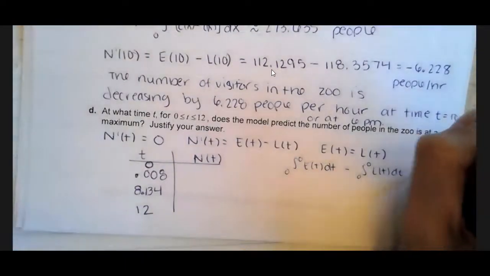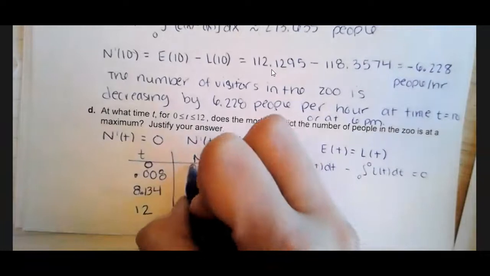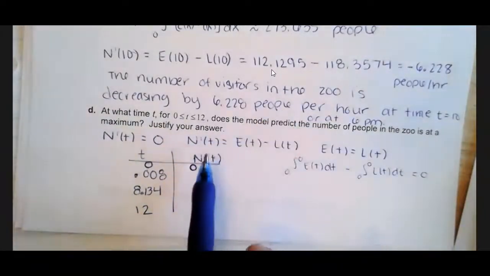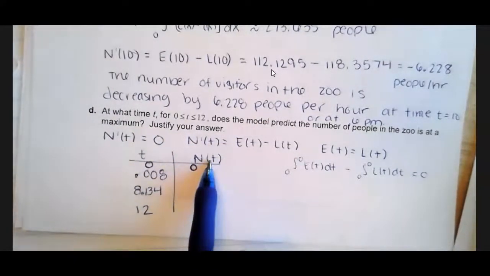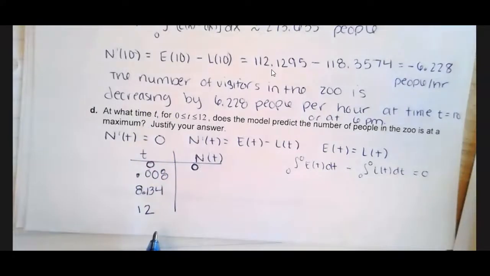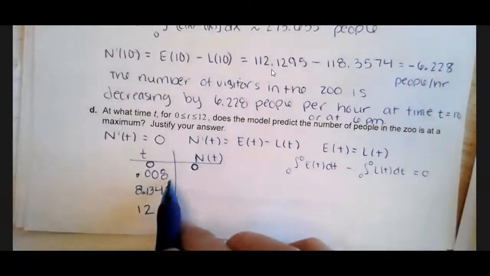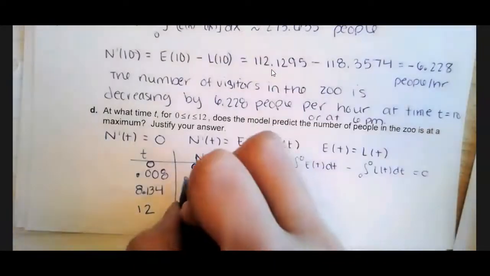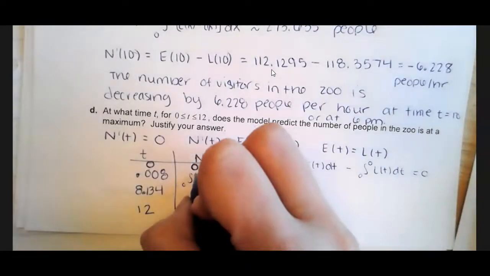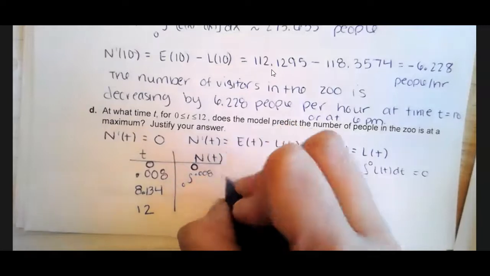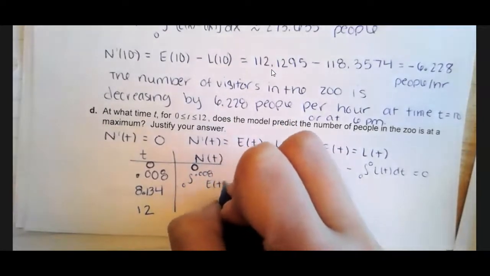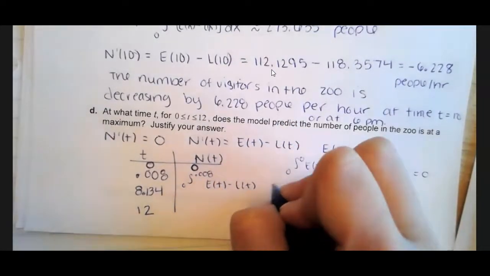So we know any integral that goes to the same bound is 0. And again, be careful when we do our table to find that model of people. We're looking at N of t, not N prime. So to find this value here for 0.008, I'm looking at the integral from 0 to 0.008 of E of t minus L of t dt.